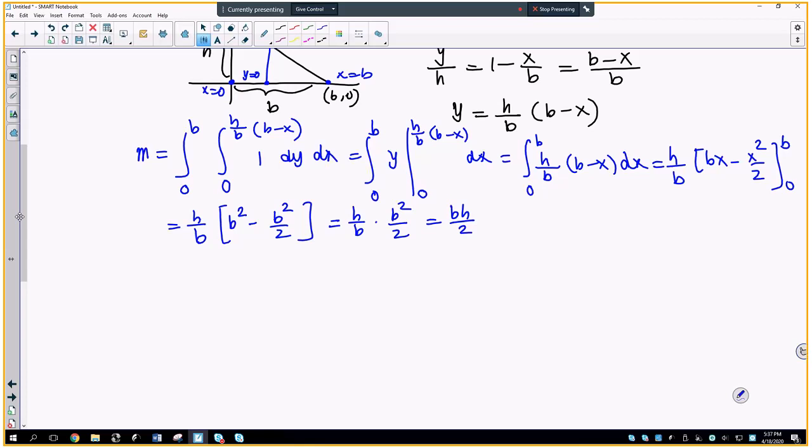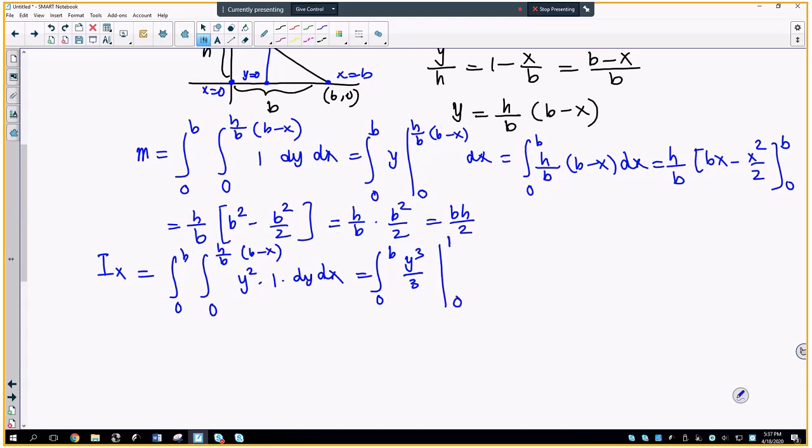So now your objective is to find the moment of inertia with respect to the x-axis, which is integration 0 to b, integration 0 to h over b times b minus x, and this time you're integrating y squared times the density function with respect to y first and then with respect to x. So when you get y cubed over 3, that's the antiderivative, then I have to take care of the limits. So h over b times b minus x, dx. So put in the limit. Remember, 1/3 is a constant. I will take it out.